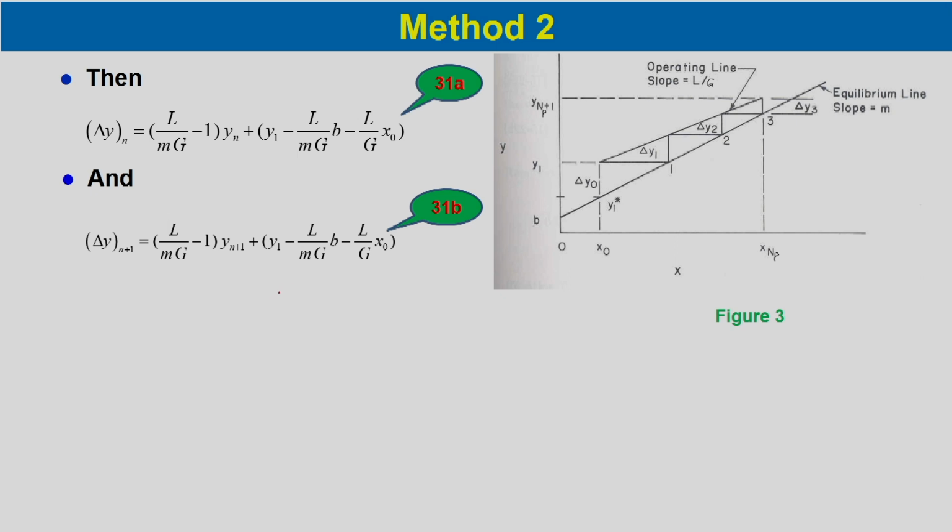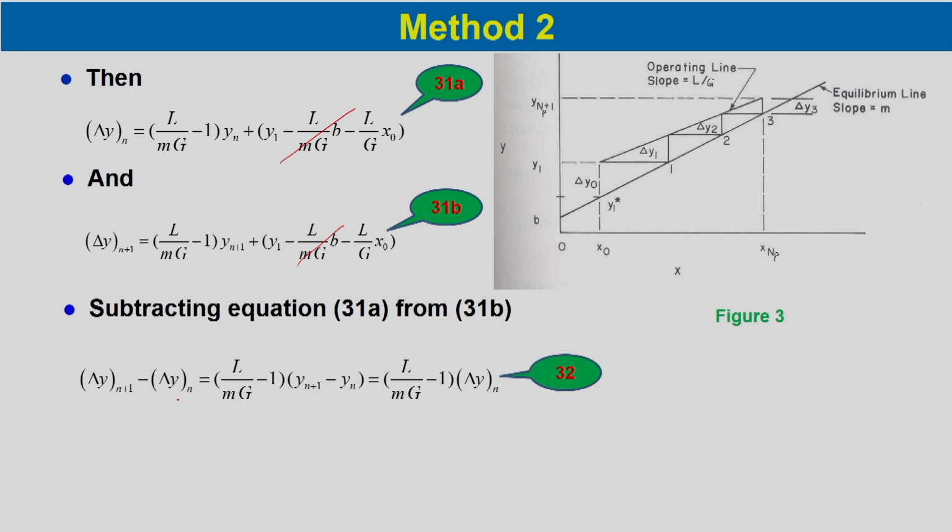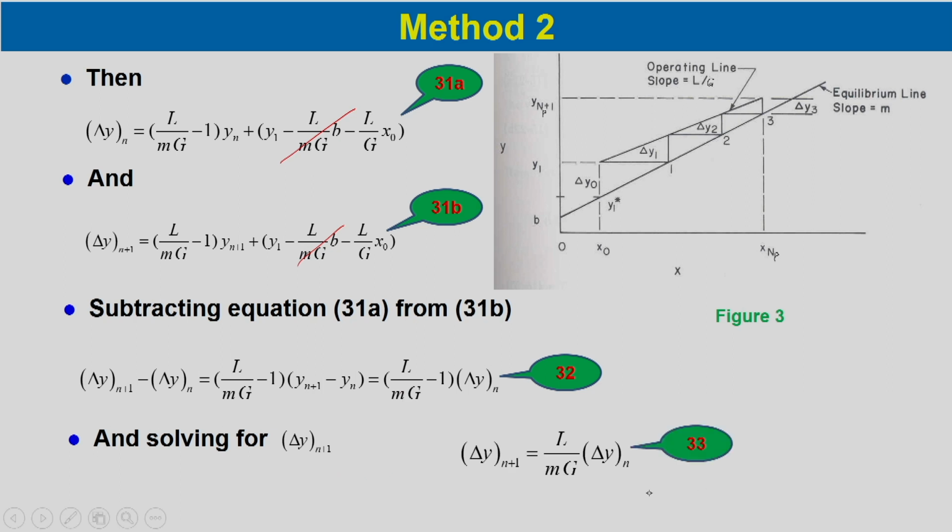these two will cancel out and we will have delta y n plus 1 minus delta y n would be equal to (L by m g minus 1) into (y n plus 1 minus y n), which would be equal to (L by m g minus 1) into delta y n. So, this is equation 32, and now if we solve this equation for delta y n plus 1, we will have L by m g into delta y n.